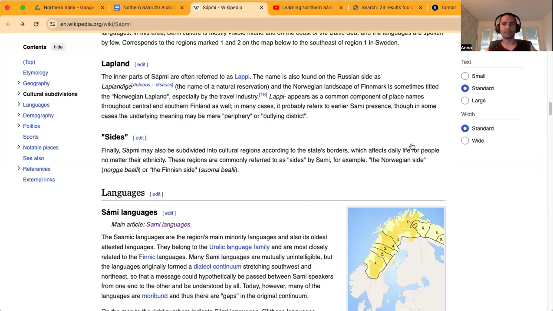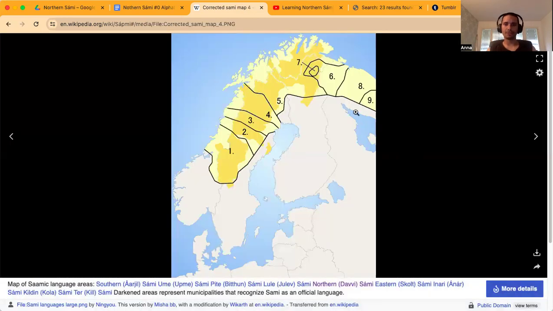And in this map, you can see the areas of the Sámi languages. So here is Southern Sámi. This is, I think, Ume Sámi, Pite Sámi, Lule Sámi. I think I didn't mix the order. It's something like this. They don't have the numbers here, but number 5, this is Northern Sámi, the biggest language.